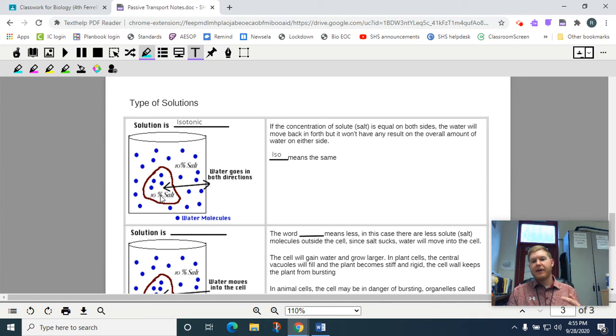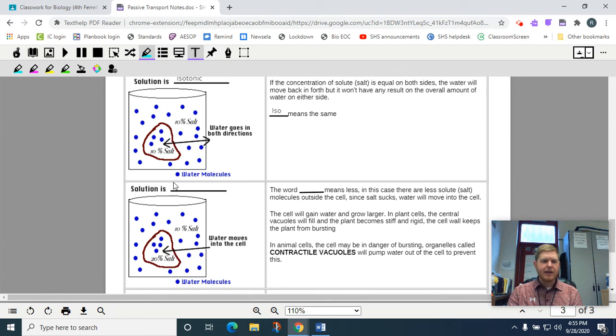Water's going to go in and out at the same amount. So the cell isn't going to get bigger or smaller, because water's going in and out at the same amount.